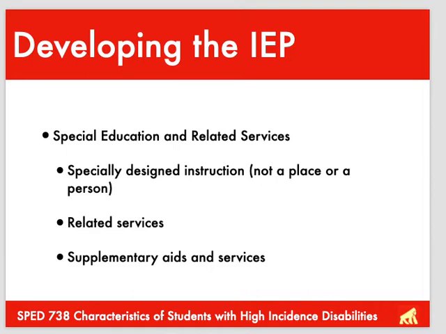Maybe we need assistive technology. We need to use a calculator, or they need to use a communication device. That would be considered a supplementary aid and service. The use of a para or peer support is considered supplementary aids and services. So for example, Josie has a one-on-one para because of her health needs. That's listed in her IEP underneath supplementary aids and services, okay? So lots of different things can go in there.